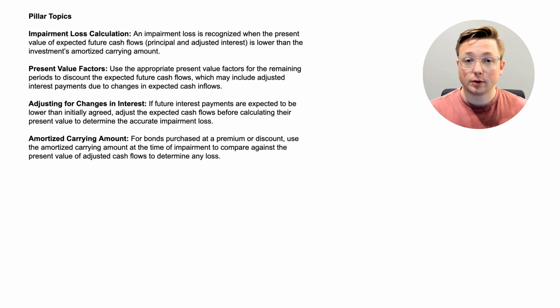Now you do need to know the par value to calculate the present value of the principal, because again, you're using the par value to calculate the present value of that principal. But when it comes to calculating the impairment loss, you compare it to the amortized carrying amount. So just remember that. And with that, those were the pillar topics for this video. And that is the end of this video.